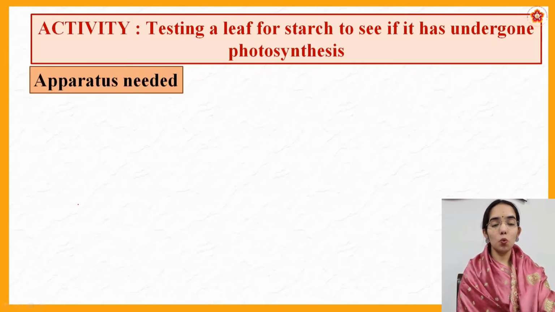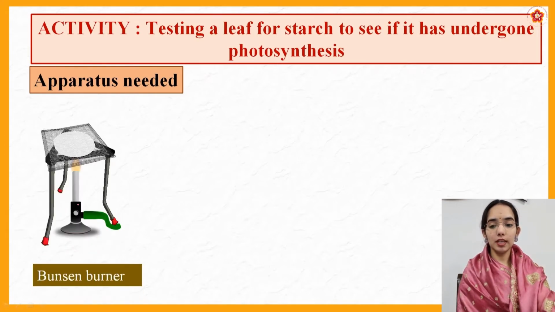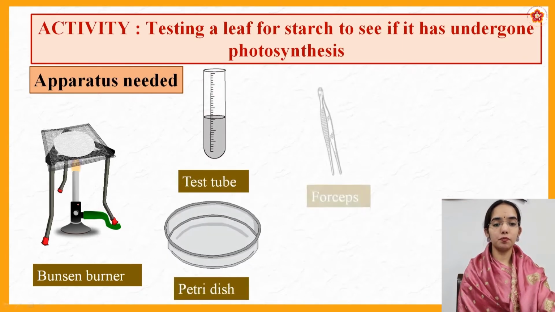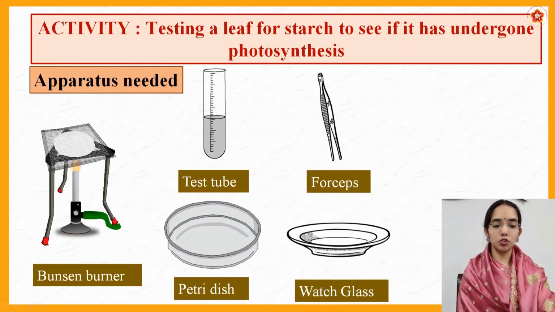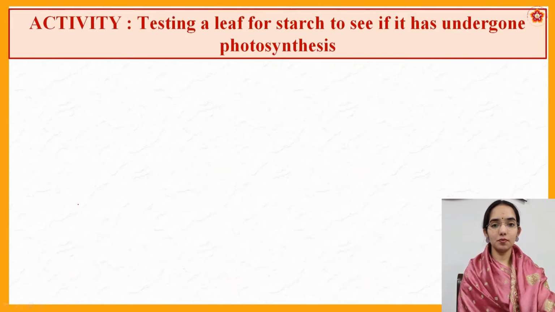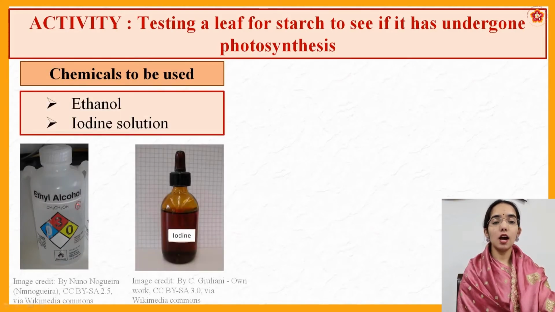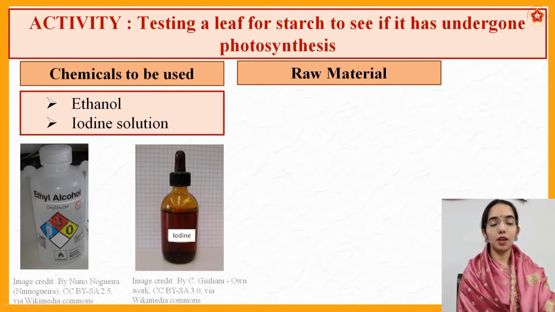First of all, what is the apparatus that we'll need? We'll need a Bunsen burner. You can see a tripod stand is kept on it. Then a wire gauze is also kept on it. We'll require a test tube and a petri dish, forceps and watch glass. Then the chemicals that will be used here are ethanol and iodine solution.